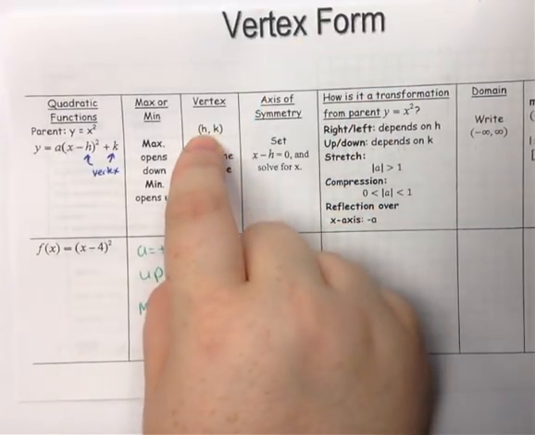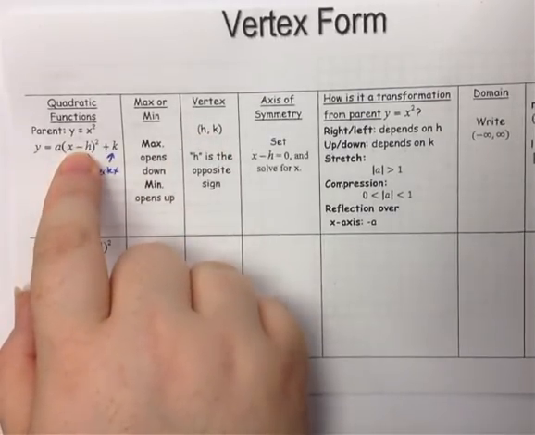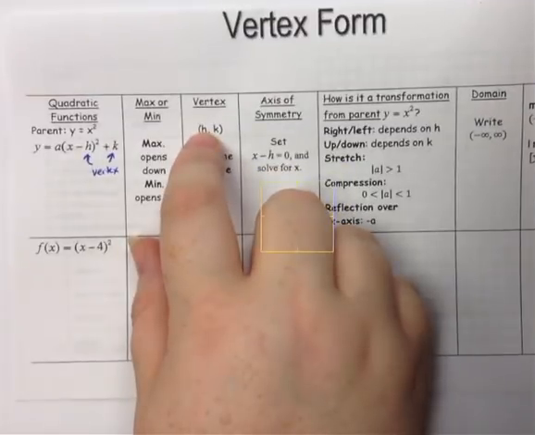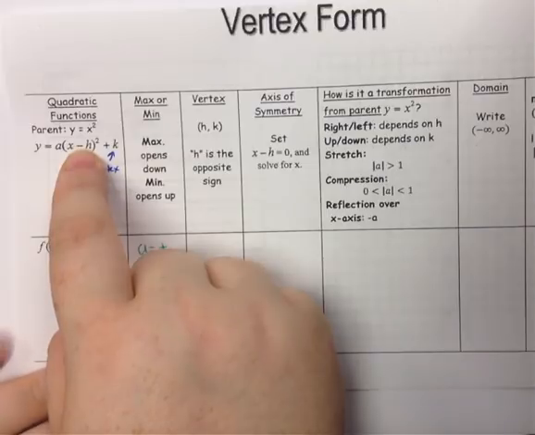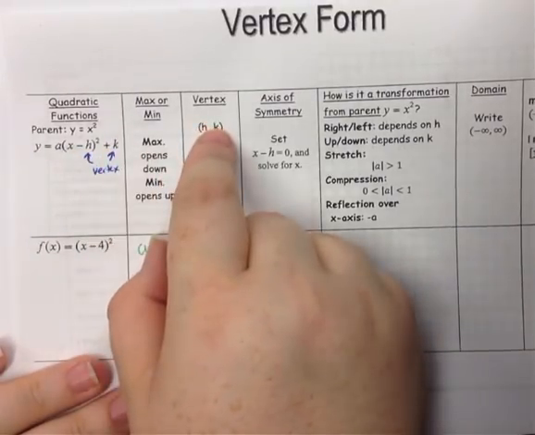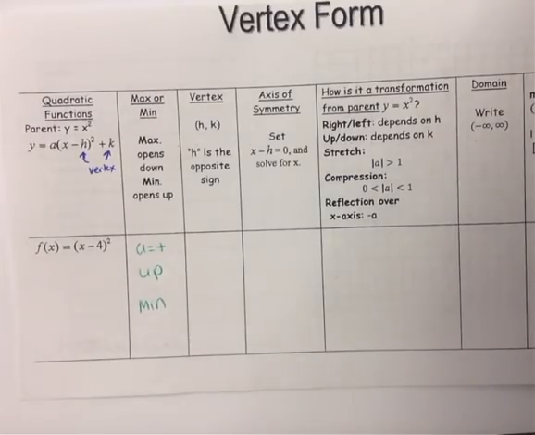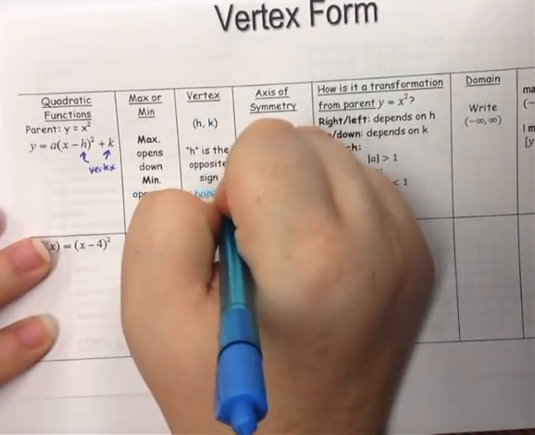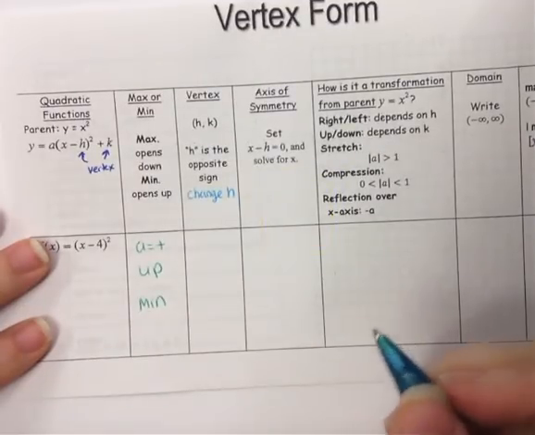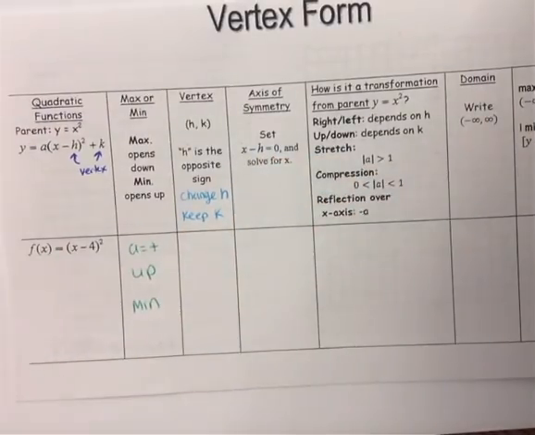Our vertex is from the letters h and k. H, as you can see from the original format, it says negative in here, but it has a positive here. What that means is h, whatever it is inside, is the opposite sign. But the k, if it's positive out here and it's positive here, you're actually going to keep the sign. So what I'm going to put here for our vertex is that whatever the h is, we're going to change the sign on the h, but we're going to keep the sign on the k. So change h, keep k.